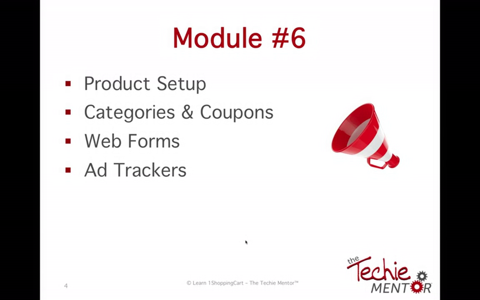So for Module 6, what we looked at was just product setup. We went through that again because that's one of the things you're going to do quite often, probably. I would say the majority of the things that you'll do in One Shopping Cart go around broadcast, autoresponders, and products. But we will look at the other bells and whistles that are there. We talked categories and coupons, showed you how to set those up, web forms, and then ad trackers.